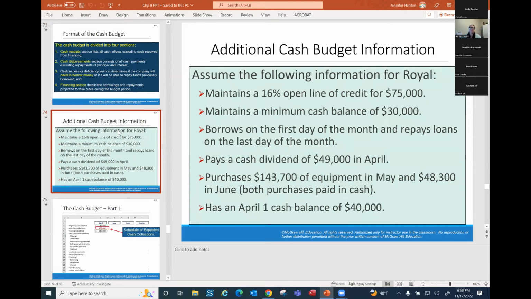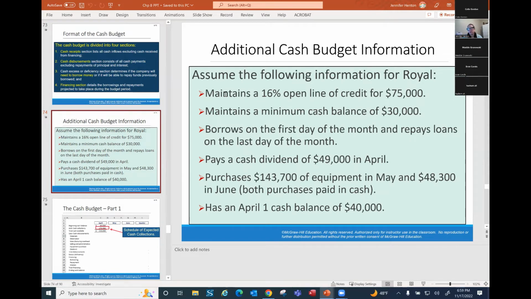All right, so we have to assume some information. We're assuming they maintain a 16% open line of credit for $75,000. They maintain a minimum cash balance of $30,000, so we want to make sure that we cover that by leaving that cash in the bank. And then we want to borrow on the first day of the month, repay loans on the last day of the month, pay a cash dividend of $49,000 in April, and purchase $143,700 of equipment in May, and $48,300 in June. They're both being paid with cash.